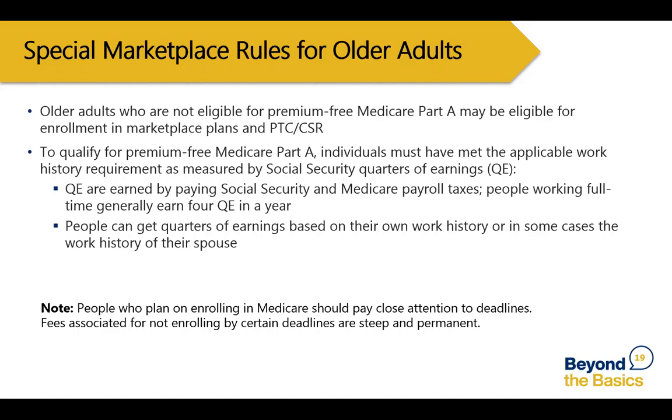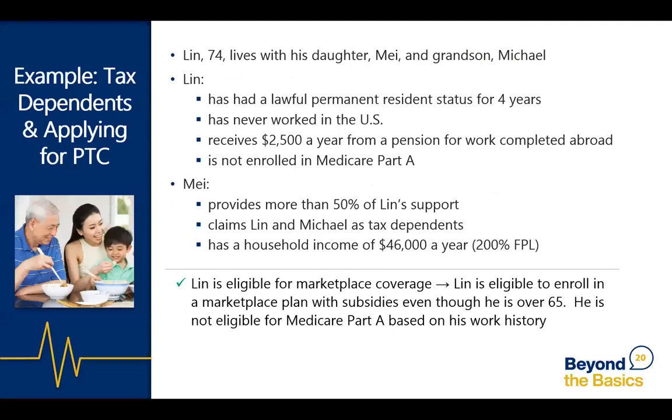So the two ways that individuals would be able to get enough work history, quarters of earnings, would be either because of their own work that they did in the US, paying into the Social Security system and Medicare through their payroll taxes, or because they were married to somebody whose work history is applicable to them. Okay. Next slide, please. We're going to go through an example.